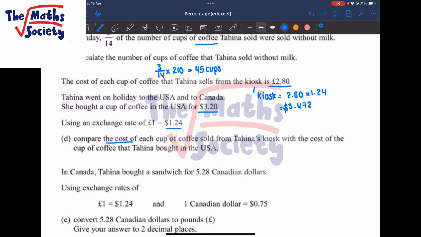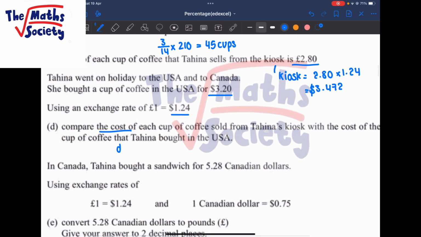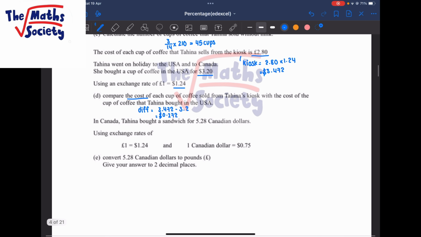And that's the dollars. And we know that they just ask you to compare the difference, right? So that would be the normal price, it was 3.472 minus 3.2. So that will give you an answer of $0.272. And that should be in dollars.